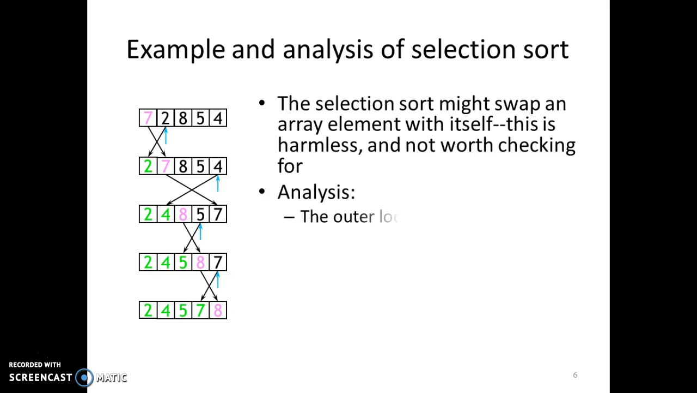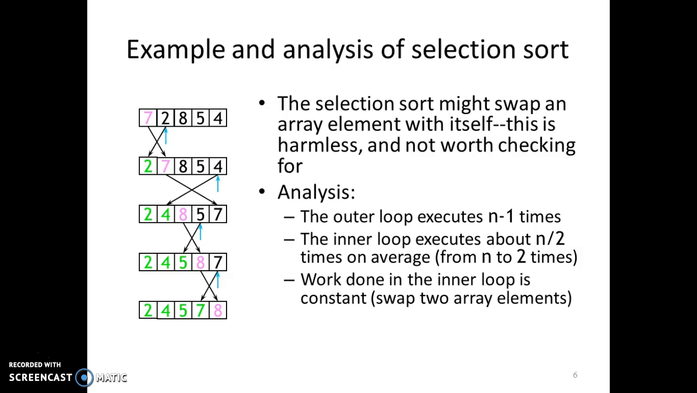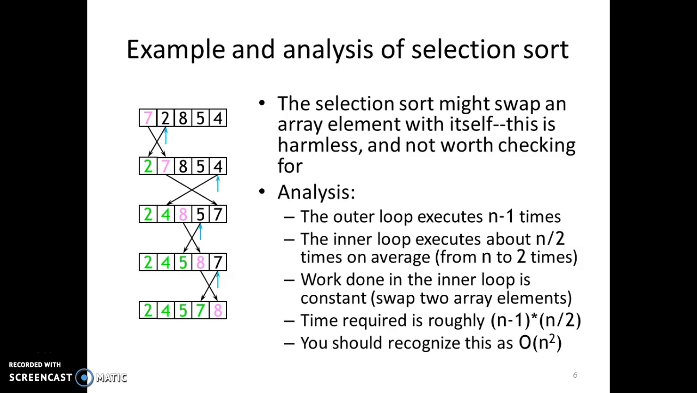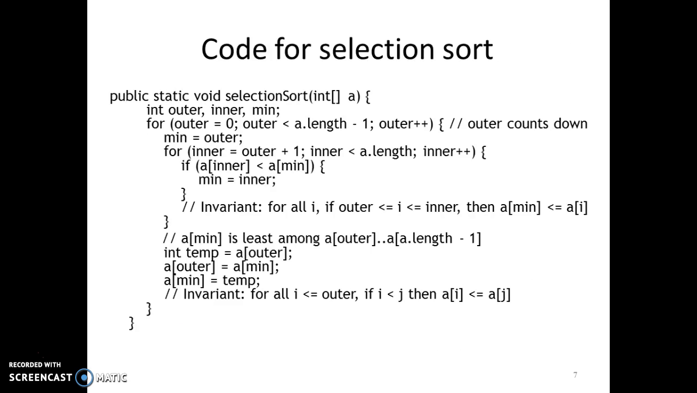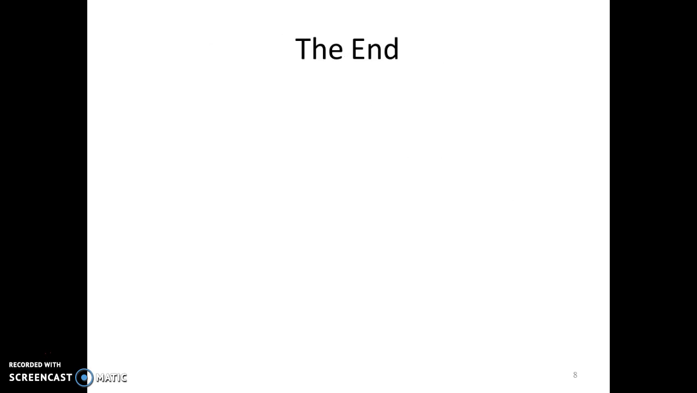In this analysis, the outer loop executes n minus 1 times, the inner loop executes about n by 2 times on average, and the work done in the inner loop is constant, that is, swapping two array elements. So time required is roughly n minus 1 into n by 2, so it's n square. This is the code for the selection sort, and what we would like you to do is write display statements to find out how many times this loop is executed and how much time it takes, compared with the same data which we had for the bubble sort.